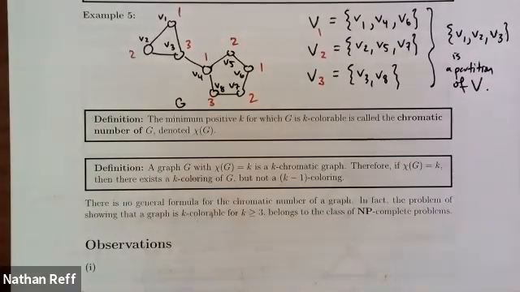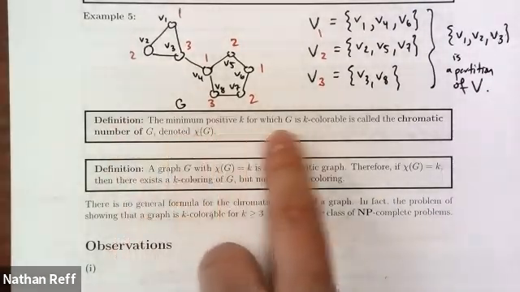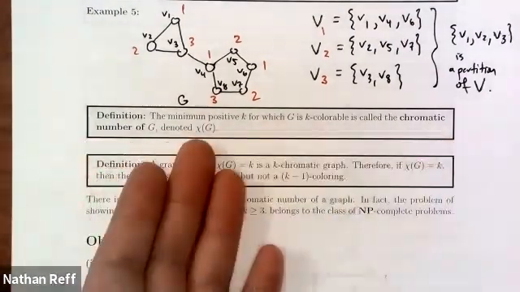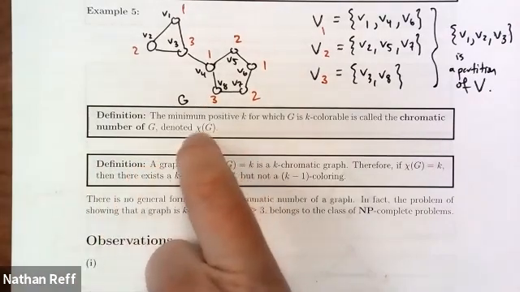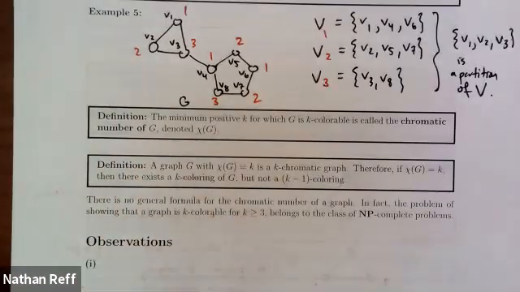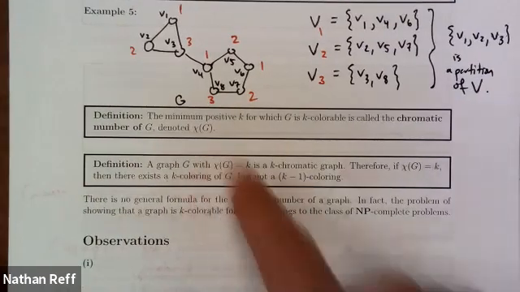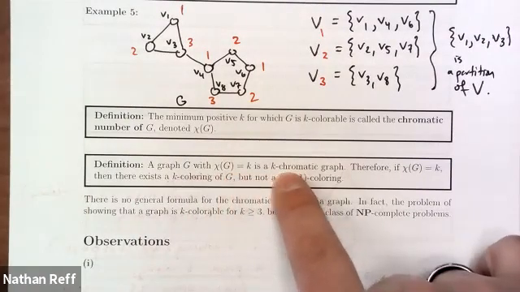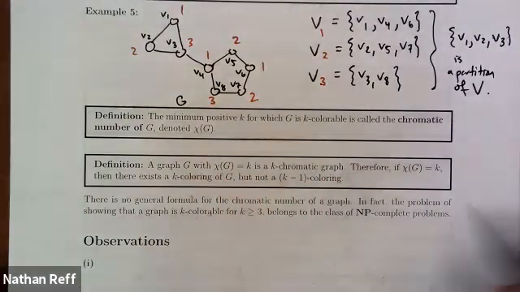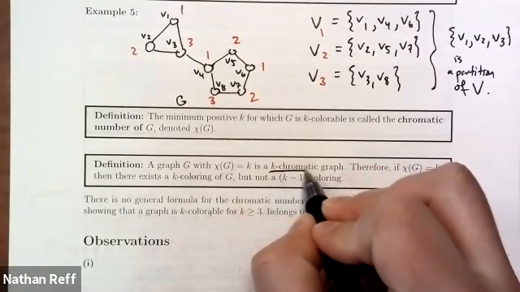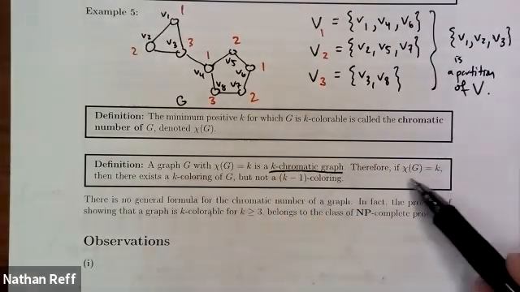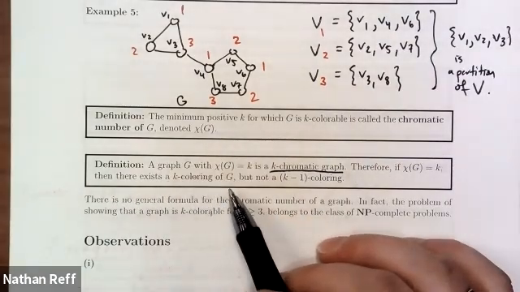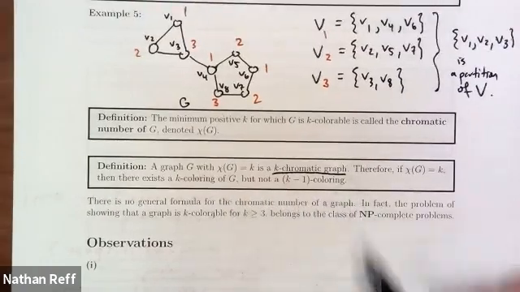Now, the minimum positive k for which G is k colorable, we actually call that the chromatic number of the graph. And we use chi there, the Greek letter chi. So a graph where chi is equal to k, we call that a k chromatic graph, right? That should probably have been bolded right there. Therefore, if chi of the graph is equal to k, then there must exist a k coloring of G, but not a k minus 1 coloring.